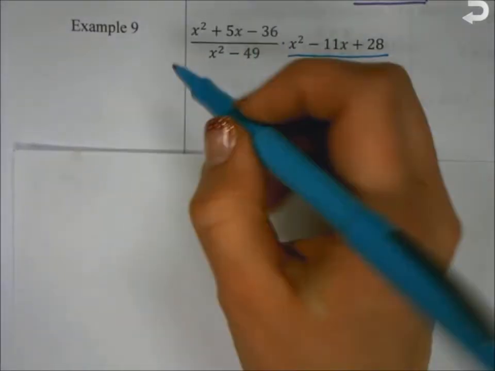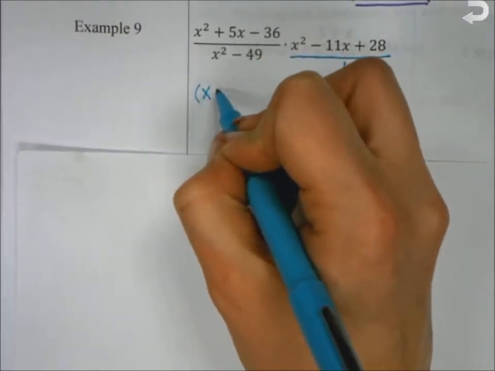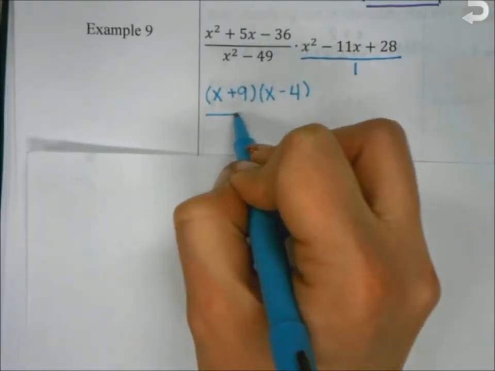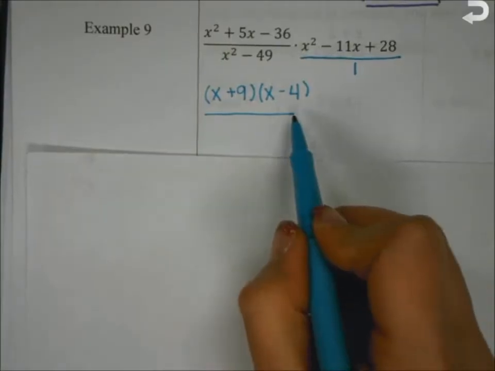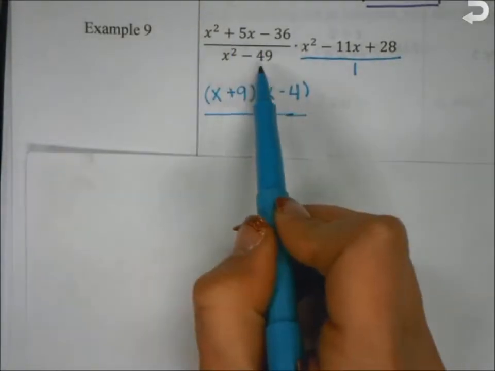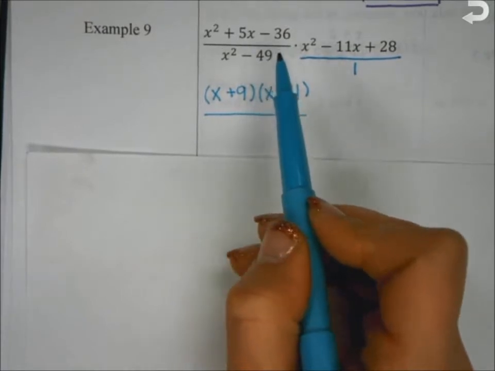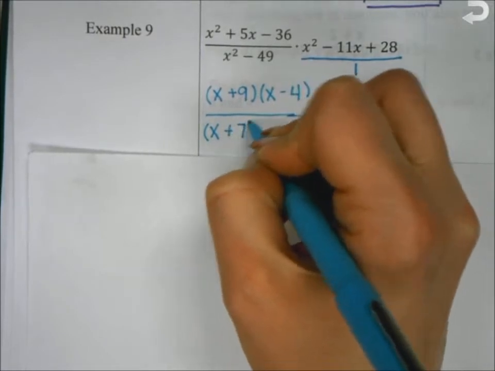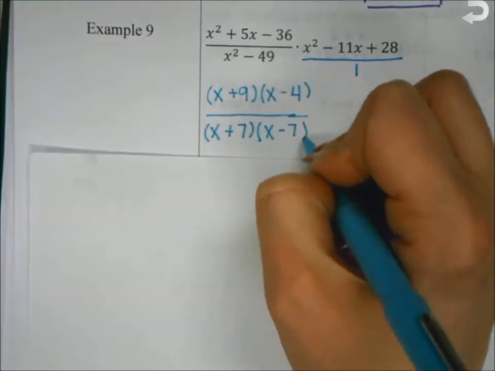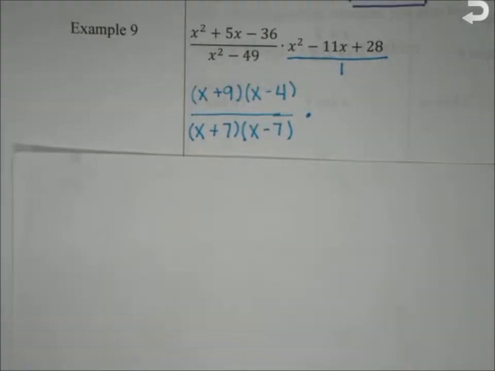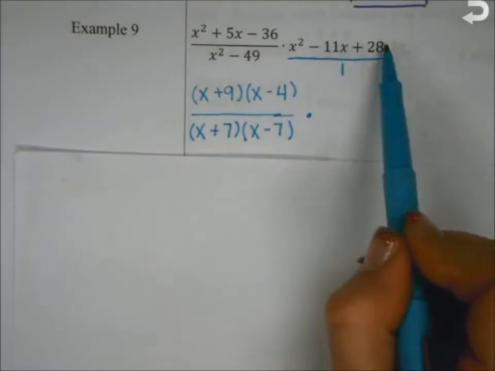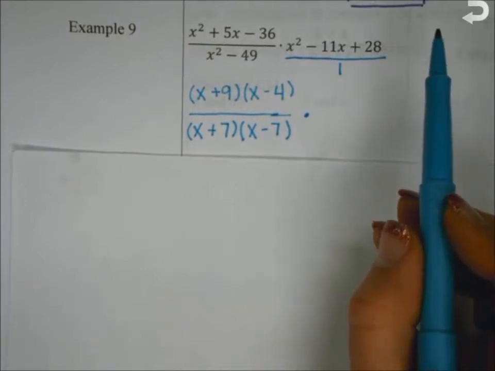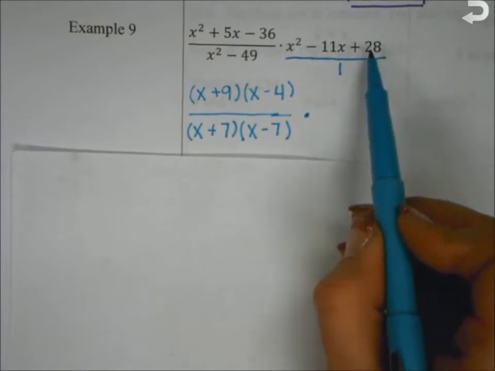What method is this one? The denominator. It's difference of two squares. So that's going to be x plus 7 times x minus 7 times. Okay, this one, what method will I use to factor that guy? Diamond again. So I'm looking for two numbers that multiply to 28 and add up to negative 11. X minus 4, x minus 7. All of that is over 1.